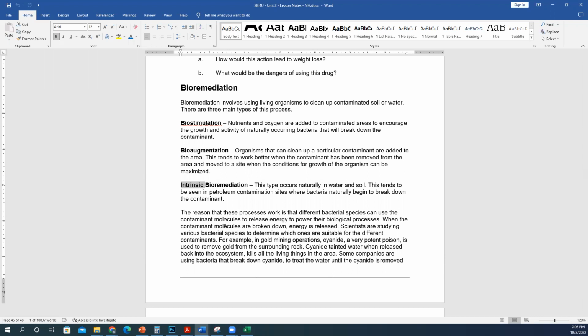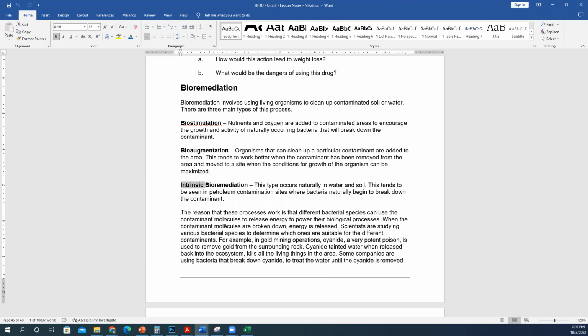They're naturally occurring in that environment, and after a while, they really kick in and start decontaminating the sites. The reason these processes work is that different bacterial species can use the contaminant molecules to release energy to power their own biological processes. So they use these contaminant molecules as their source of energy to fuel themselves. When a contaminant molecule gets broken down, energy is released.